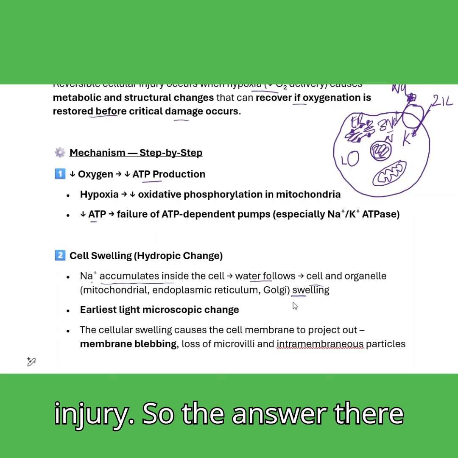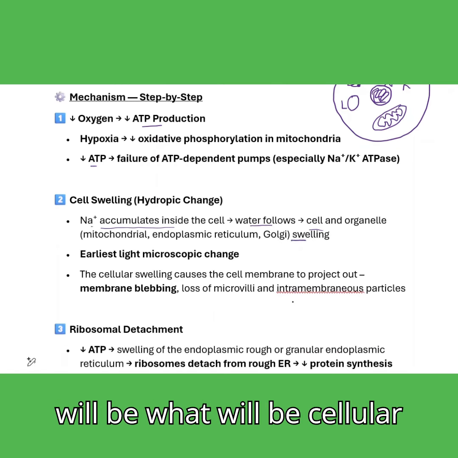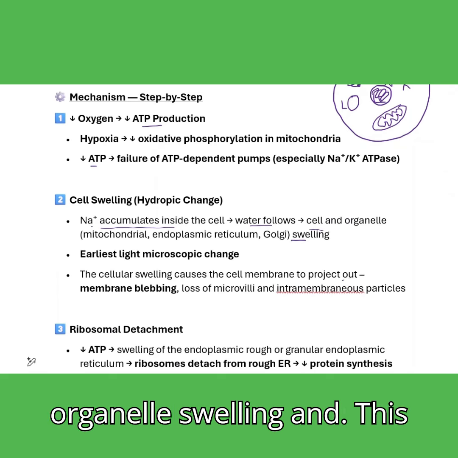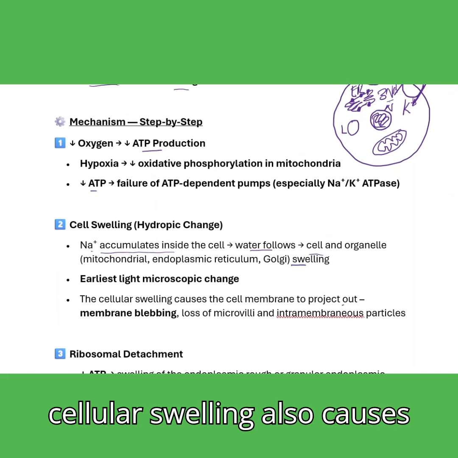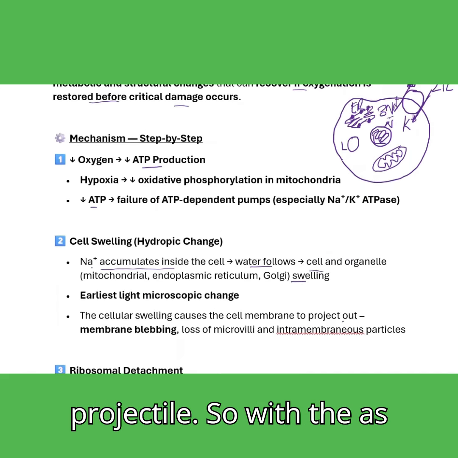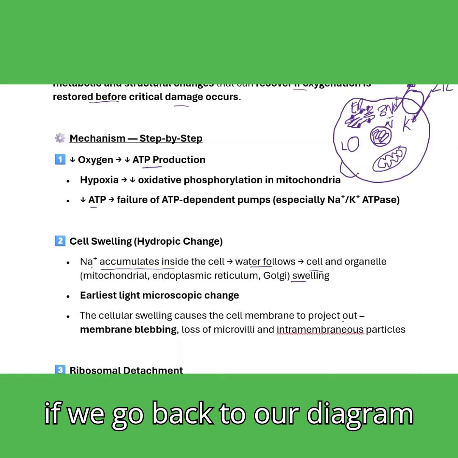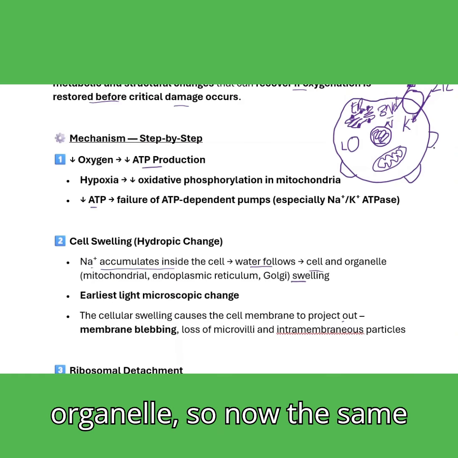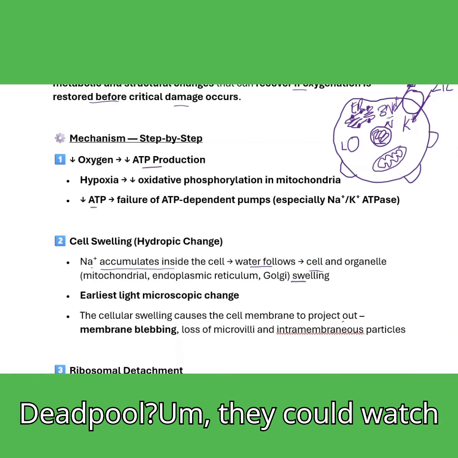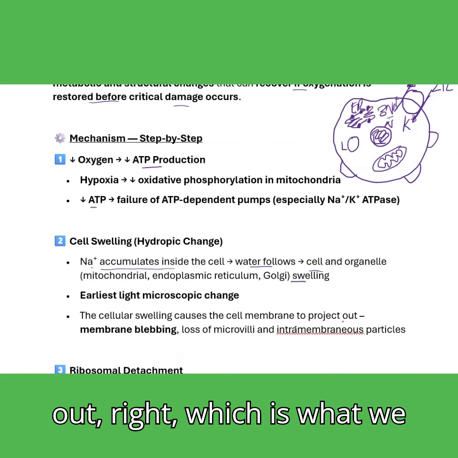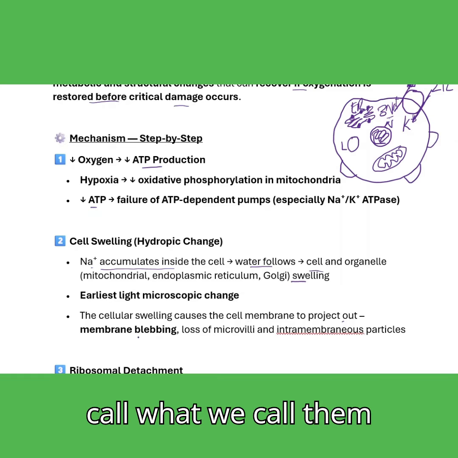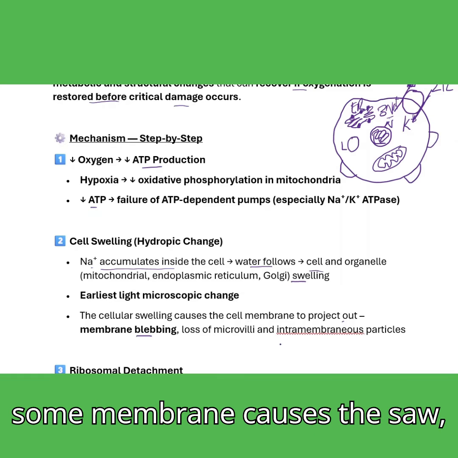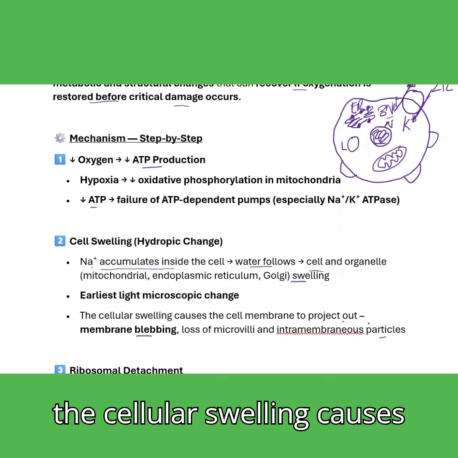And the cellular swelling also causes the cell membrane to project out. So as the cell continues to swell, if you go back to our diagram, along with the organelles, the cell membrane can now bulge out, right? Which is what we call cellular blebbing. So cellular swelling causes the cell membrane to project out, which is what we call membrane blebbing. And a loss of microvilli and intramembranous particles could also be seen.